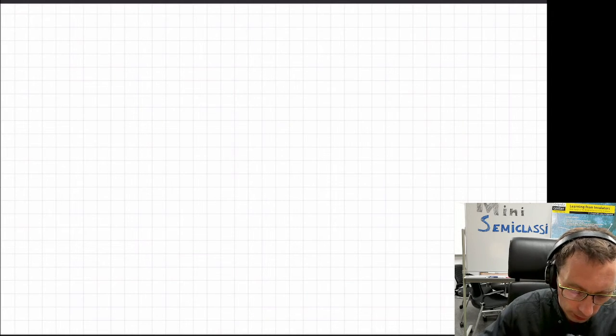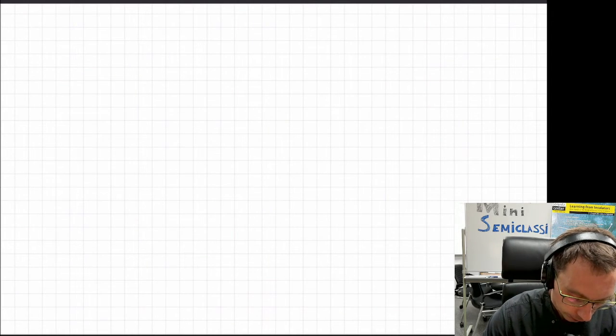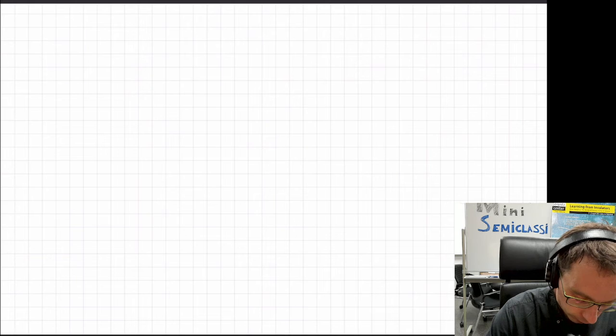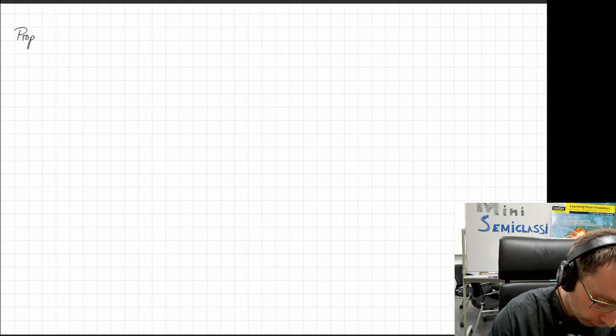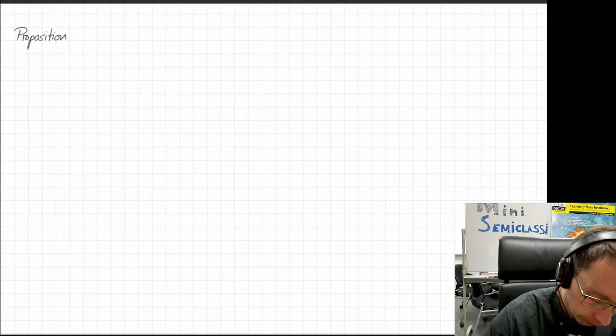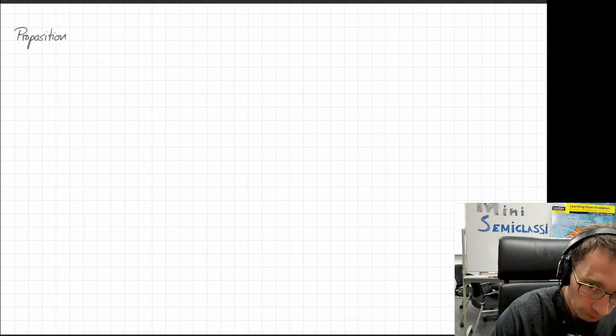And now let's come to the final conclusion, so to speak. So we need to just combine two things. So the first thing is a proposition that connects the two Hamiltonian equations of motion.